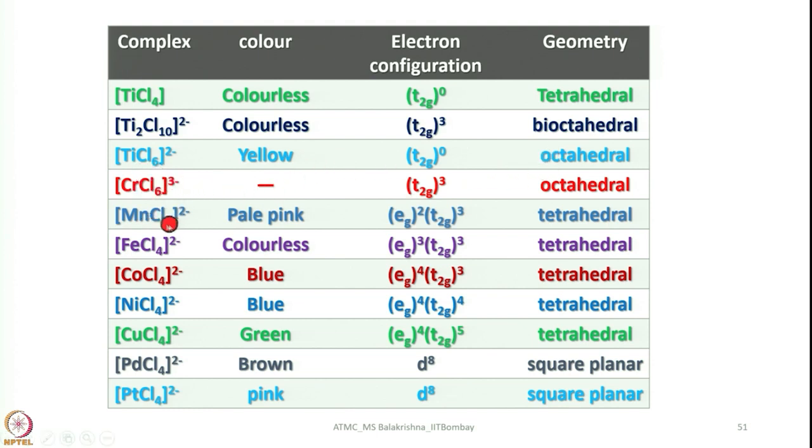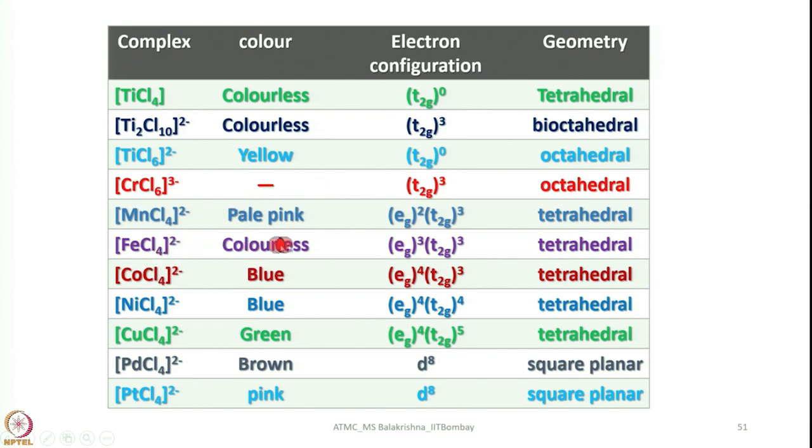Hexachlorochromate, and we have this one with manganese, pale pink. It is pale pink because here it splits into E and T2, because it is tetrahedral, g should not be there. So here we have 3 electrons in the T2 system, that is higher in energy, and E is lower in energy, so all are completely filled, it is spin forbidden, as a result it is pale pink. Of course, you will understand more when I go to spectroscopic properties of metal complexes.